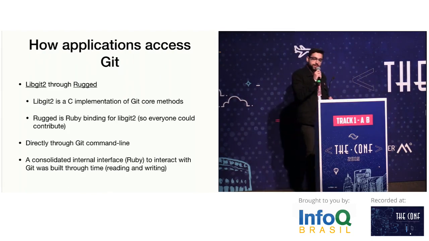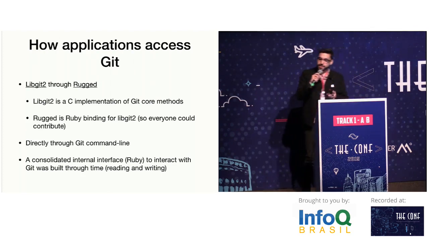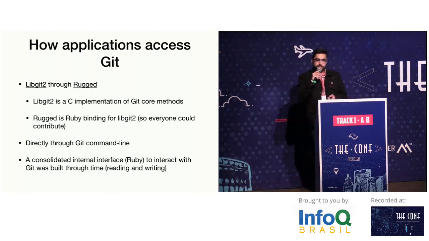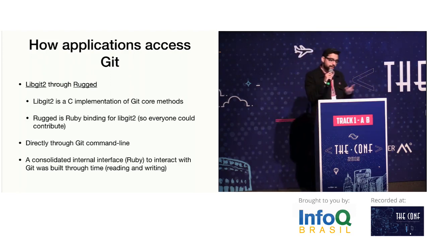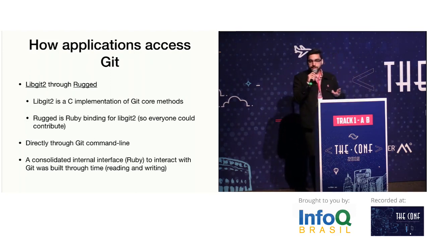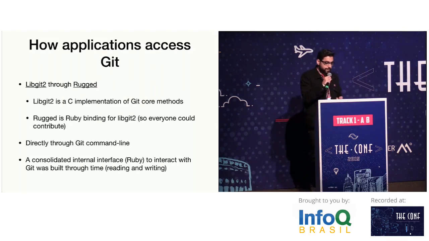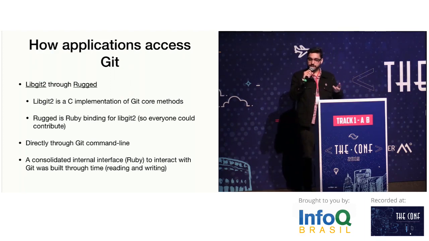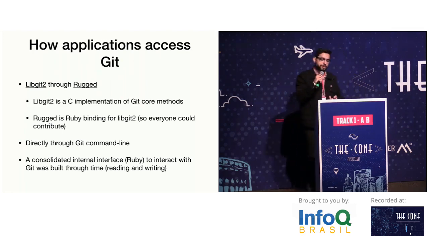This talk will be focused on Git storage and how we access actual Git data. Just a brief overview of how we use that. Basically we use a gem called Rugged that wraps libgit2. That's the implementation of the Git core methods. It's in C, and Rugged is basically a Ruby wrapper around that. We also use Git directly from the command line. And over time, we started consolidating this Ruby API for the people on the team to use and be more comfortable fetching this data and implementing new features.